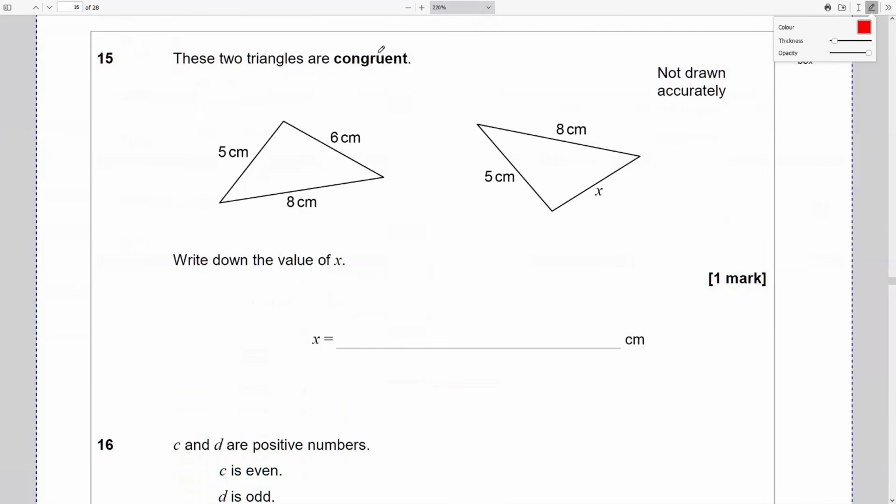These two triangles are congruent. If they're congruent, it means they're the same size and all the angles are the same. It can be flipped over, it can be turned round, but basically it's the same size. We've got a 5 there and the 8. So the only one that's missing is the 6. So this must be 6 because it's congruent.